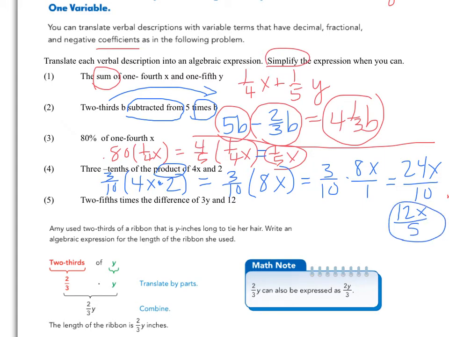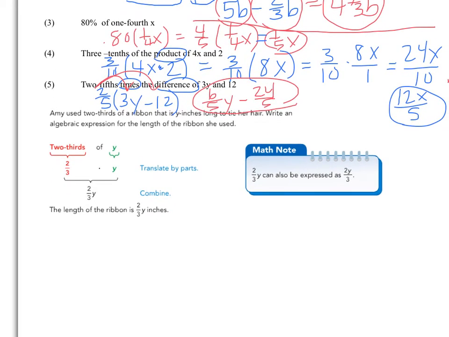And over here, 2/5 times the difference. So 2/5 times difference means subtract: 3y minus 12. Now for this one, we cannot combine those because it's subtraction. So we have to distribute them separately. So 2/5 times 3 is going to be 6/5. So I'm going to have 6/5 y. And then 2/5 times negative 12 is going to be negative 24/5. So 6/5 y minus 24/5. And that's as much as we can do for that one.